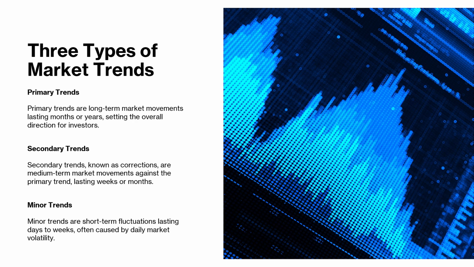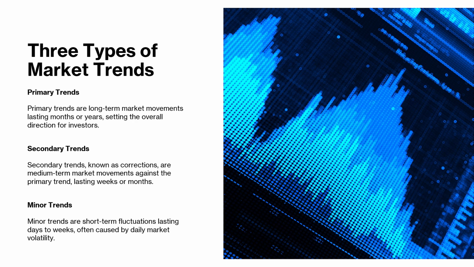Markets move in three types of trends: primary trend, secondary trend, and minor trend. Now, for primary trends, this is the dominant long-term movement of the market, either upward in a bull market or downwards in a bear market. It typically lasts from several months to multiple years and reflects the broad direction of price.